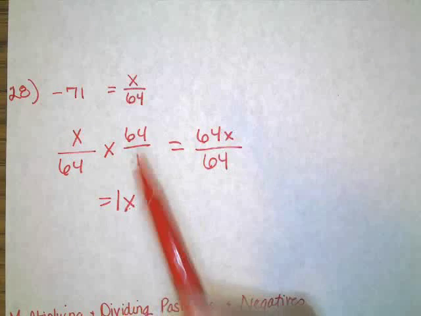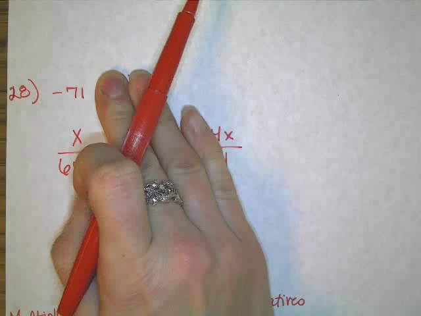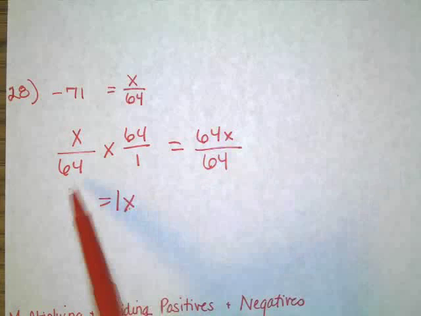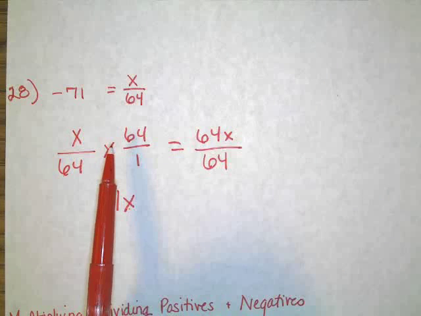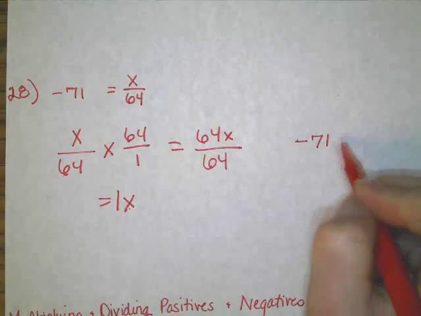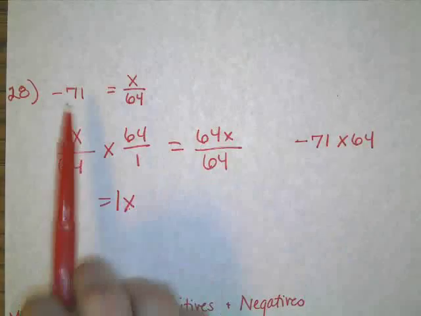All right? So we now focus on the left side of our equation. What did we do to the right side, Ryan? We multiplied by 64. So now we have to take negative 71 and multiply it by 64, right? Negative 71. Yeah, that's this one over here.